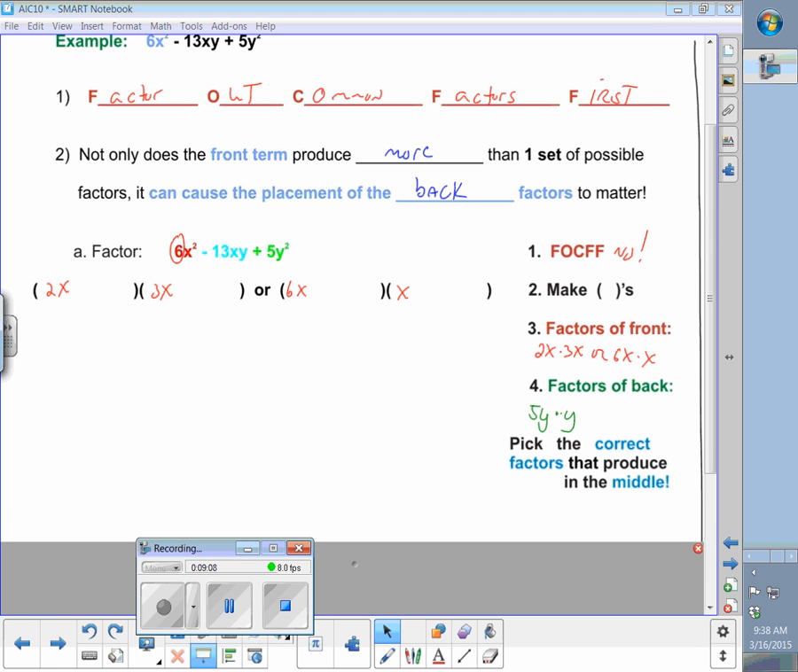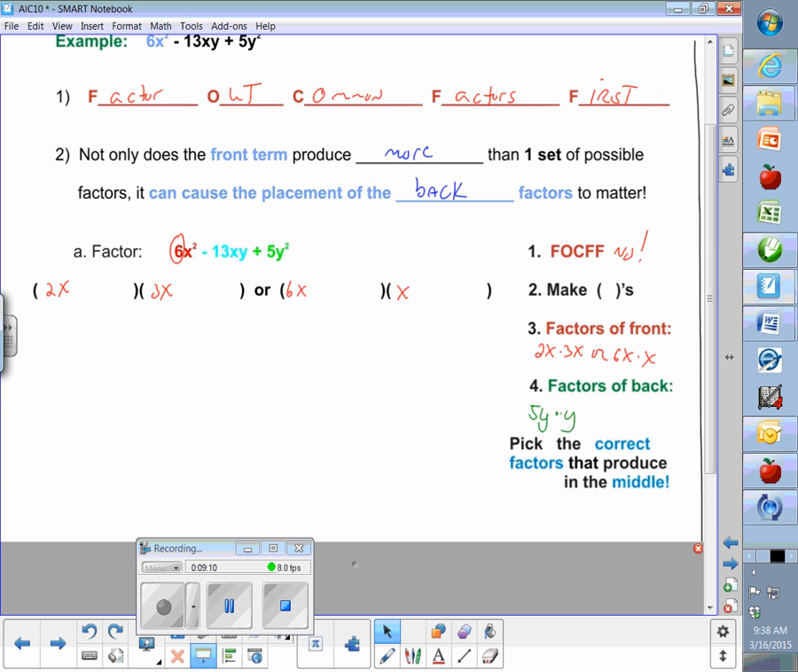We missed one other set of back factors. So we better get those out there, otherwise you guys are going to be pretty frustrated. What's the other set of back factors? There are 2 actually. Zach? Not a 5y times negative y. Matt? A negative 5y times a negative y. Again, that back is positive. So it could be positive times positive or negative times negative. Yeah, I better tell you that, or you guys are going to be frustrated.